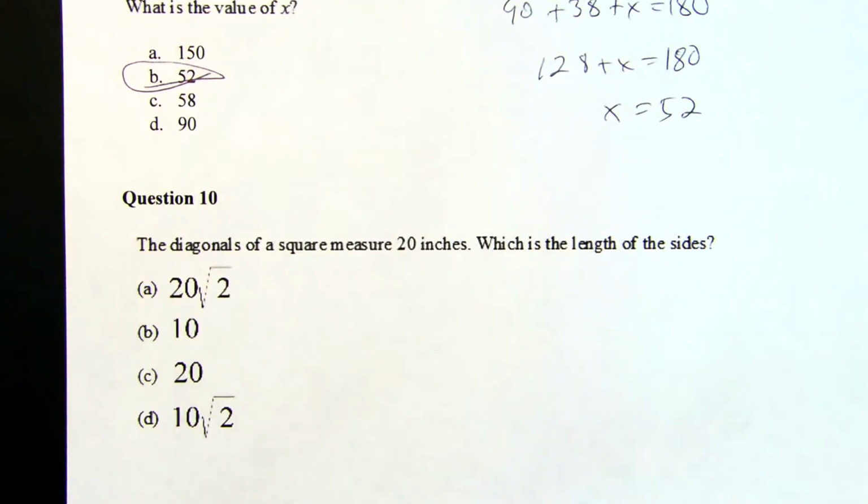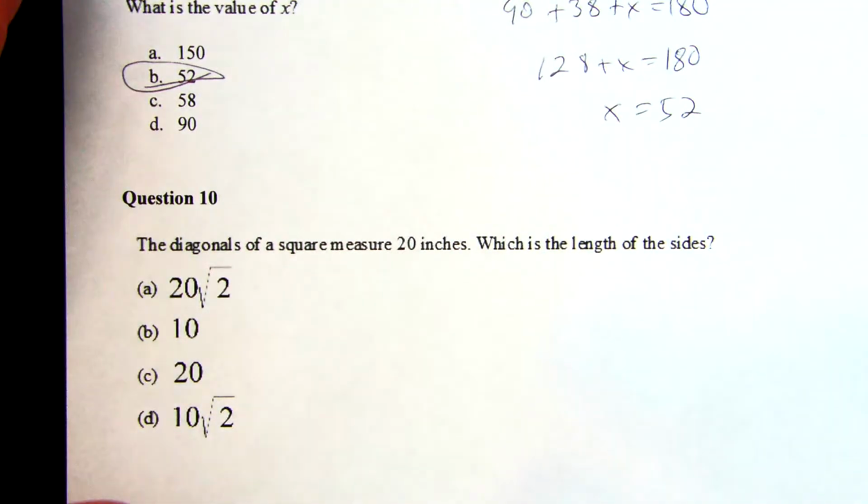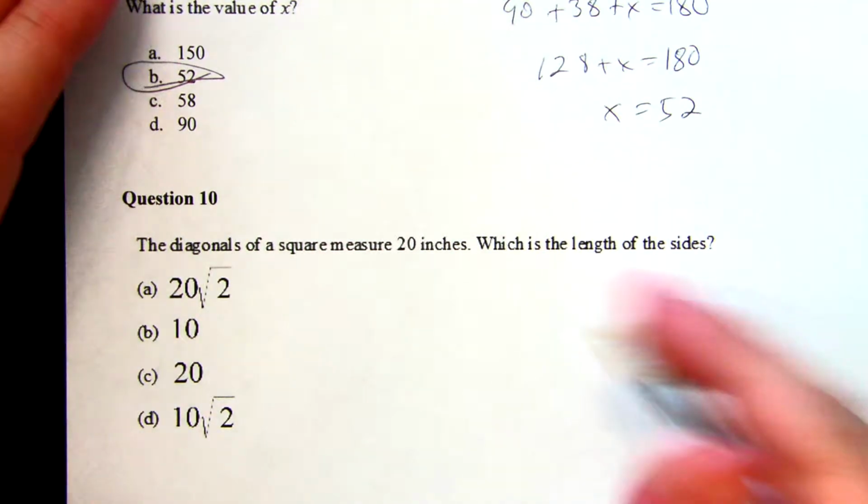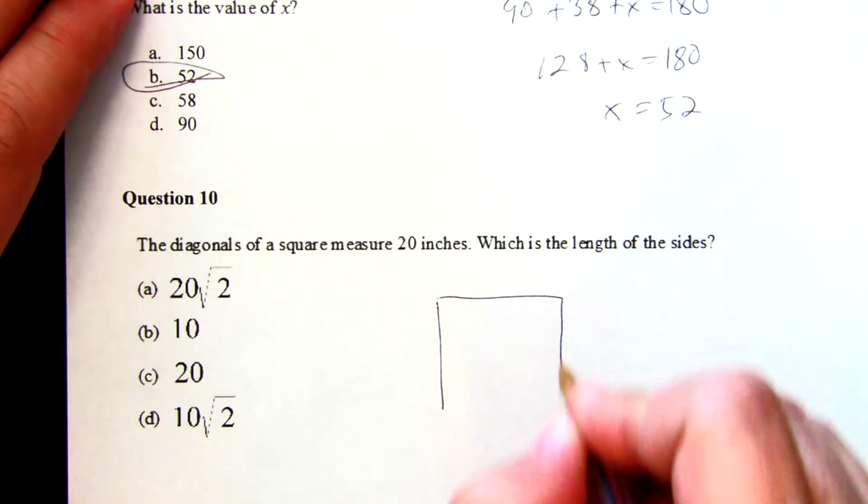Diagonals of a square measure 20 inches. What is the length of the sides? Okay, now this is a problem. You might look at this and not have any idea what to do, which is okay. It's going to happen a lot. Just draw a picture. Draw a picture when you don't have one. I think that's always a good plan.